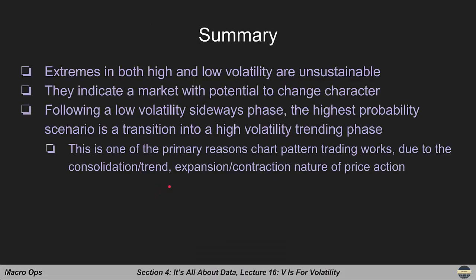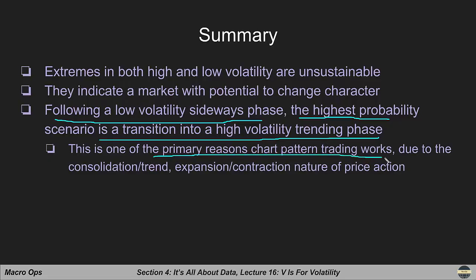So in summary, the big takeaways from this lecture are that extremes in high and low volatility are unsustainable, and they indicate a market with potential to change character or trend. And this is the biggest thing about this lecture: following a low volatility sideways phase, the highest probability scenario is a transition into a high volatility trending phase. And this statement right here is one of the primary reasons that chart pattern trading works. It's because we have this constant ebb and flow of consolidation and trend, the expansion and contraction nature of price action. And paying attention to volatility can help us find the absolute best trading entry points when we're looking at price charts.